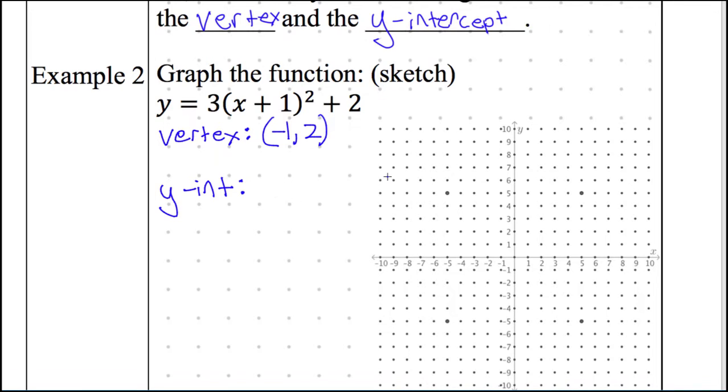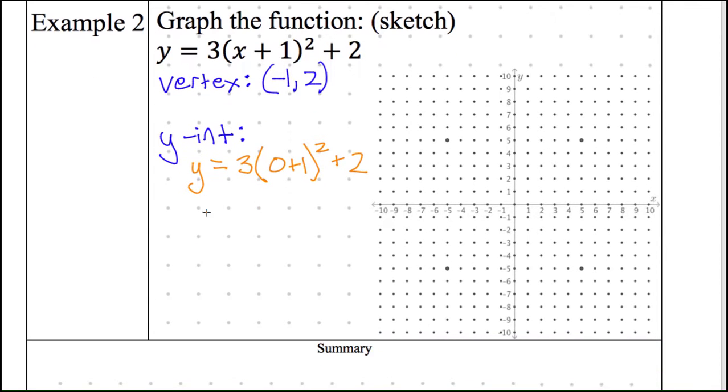Want me to tell you the answer first or how to solve it? How to solve it, please. Okay, so first you gotta do 0 plus 1. Because you set x to 0. Set x to 0, 0 plus 1 quantity squared plus 2, and then do the mental math. So this 1 squared is 1. 1 times 3 is 3. And plus 2 is 5. Okay, so y is equal to 5? Yeah. All right, so we're going to graph these two.